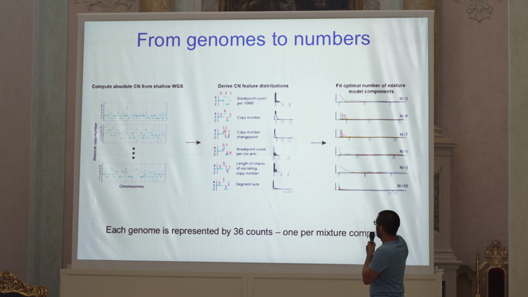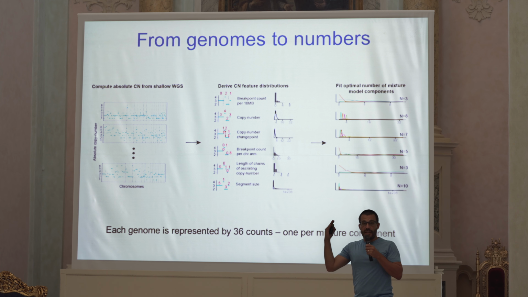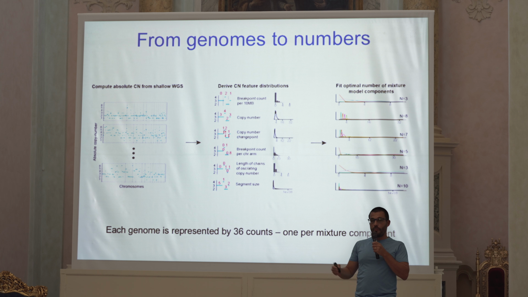Another basic feature is what is the size of the jumps between consecutive segments? Again, if you do this across the genome, you get a distribution. What is the length of the segments? Some are long, some are short. How many breakpoints do you see per chromosome arm? How many breakpoints do you see per genome? So it's pretty basic stuff. For each of these 6 features, you get one distribution.